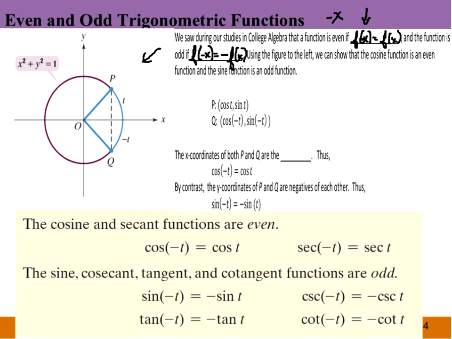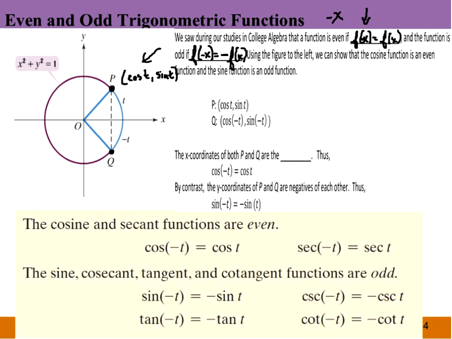So using this figure to the left here, we can show that the cosine function is an even function and the sine is an odd function. So we have this point, cosine of t, sine of t. So this point here is represented because we know we get the cosine of t with the x value and the sine of t with the y value. So that's the point cosine t, sine t.